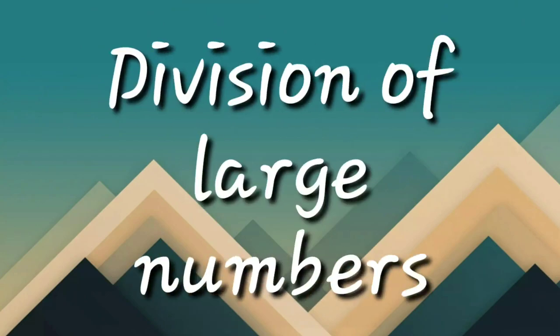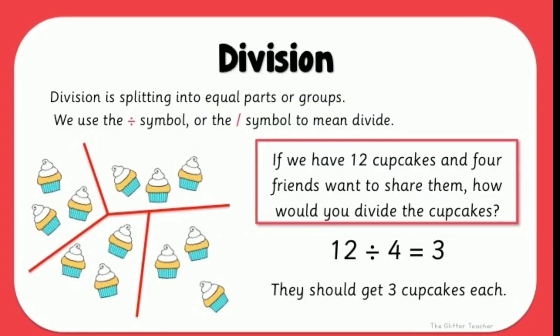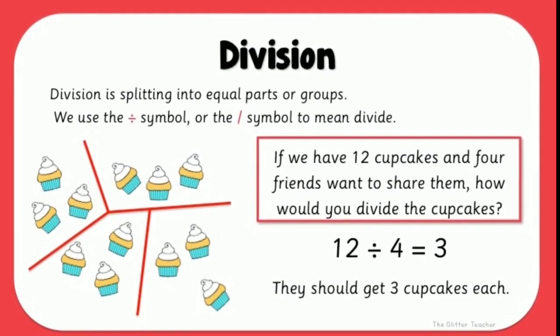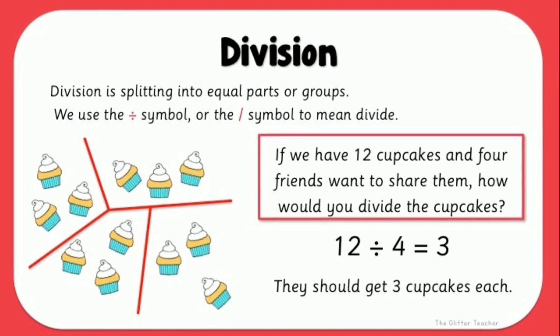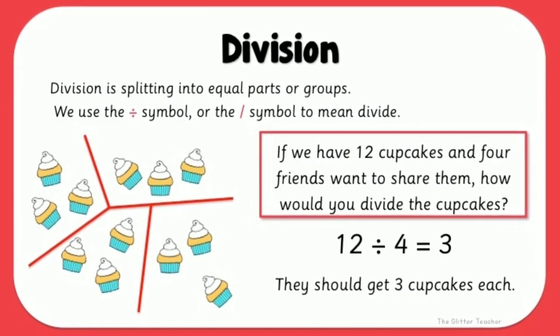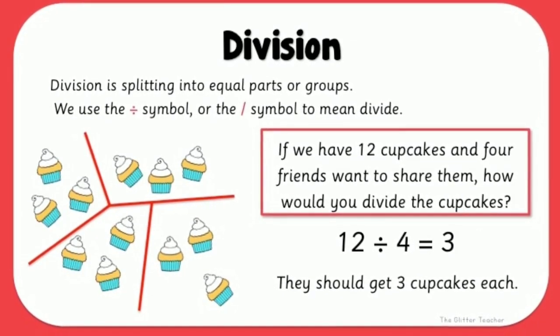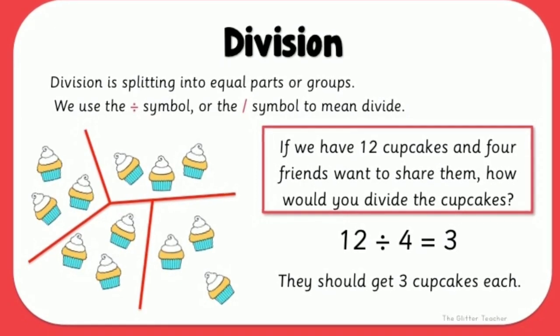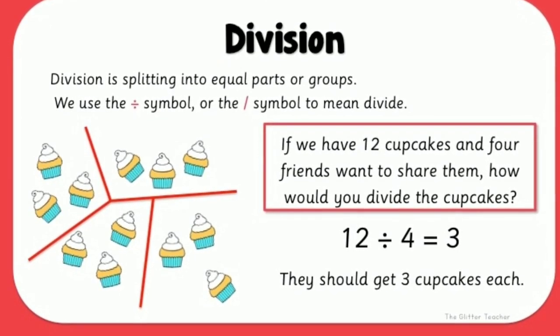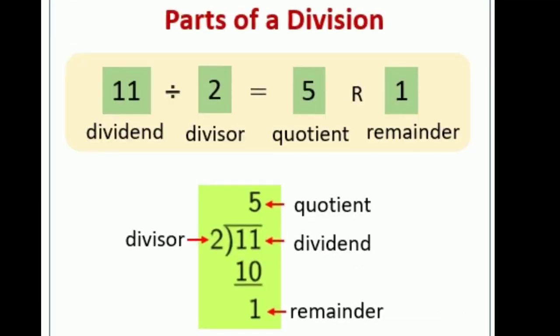So the first thing that you need to know is what is division. Division is splitting into equal parts or groups. We use the divide symbol or the oblique symbol for division. Division also has different parts.